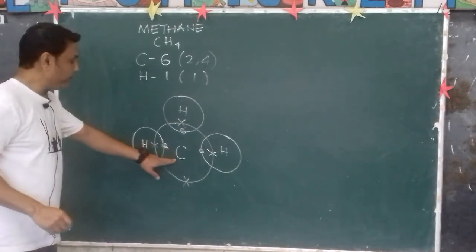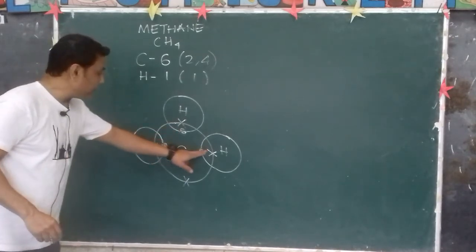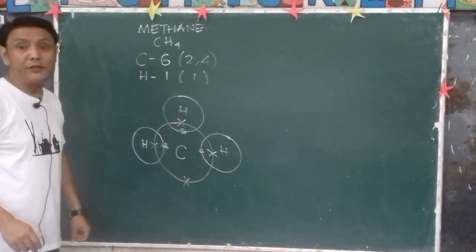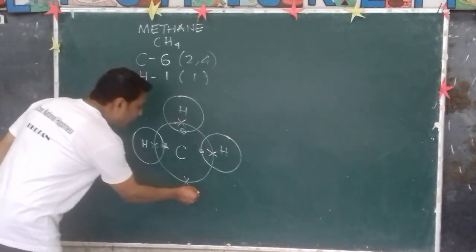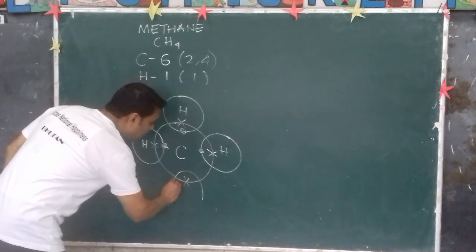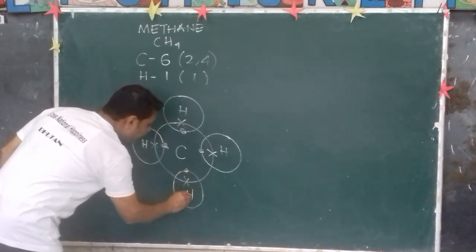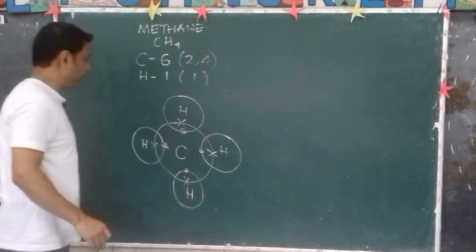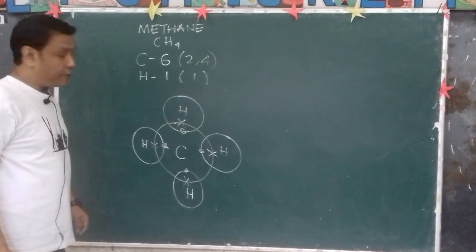So therefore, another hydrogen atom will come and share its only electron with an electron of carbon. So therefore, carbon will now have how many? 1, 2, 3, 4, 5, 6, 7 electrons. It needs one more. Where does it come from? It will share with another hydrogen atom. So therefore, this is the formation of methane, CH4.